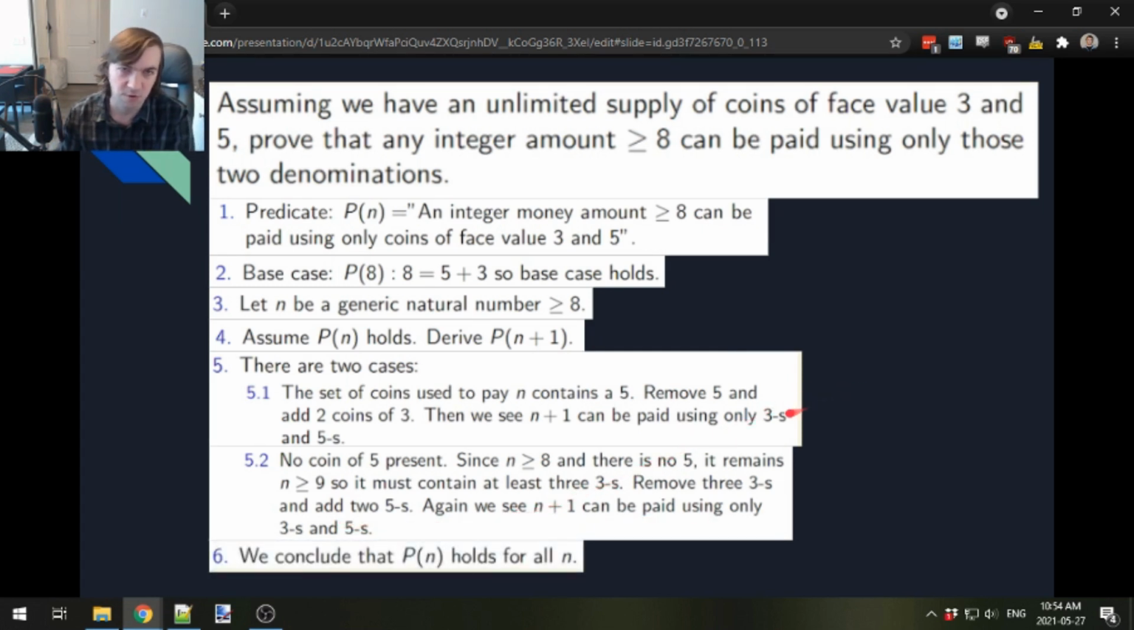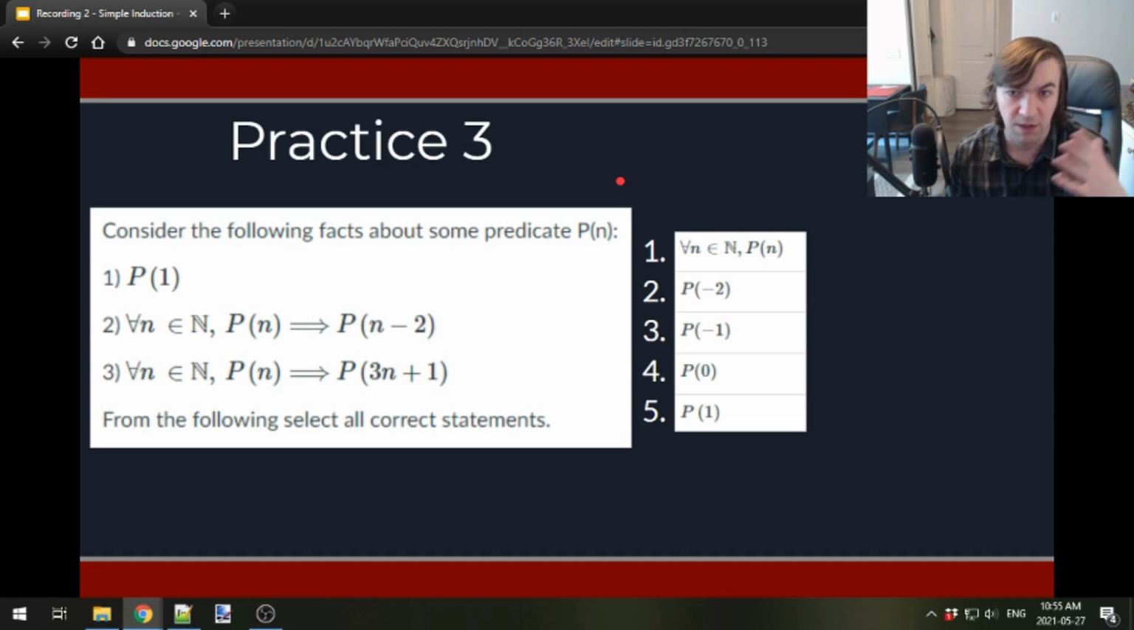And we can conclude that our predicate holds for all n, no matter what, as long as the number that we're trying to get is at least 8, we can make it with 3s and 5s the whole time. And for the numbers that we use to get up to n, since they already only have 3s and 5s, the changes that we make only include adding 3s or 5s. So the predicate holds. So we're going to finish off with just one last practice problem for you to think about.